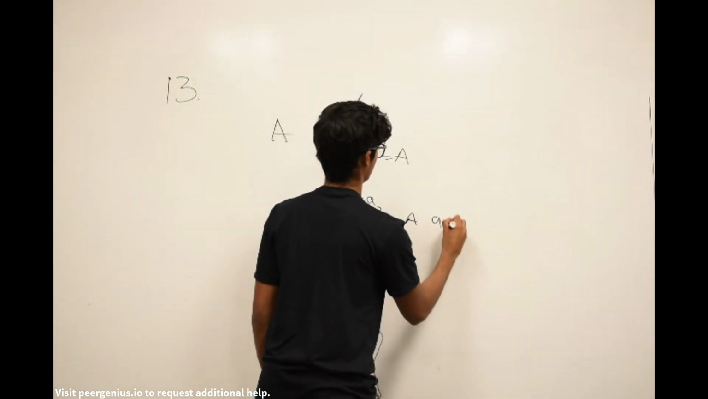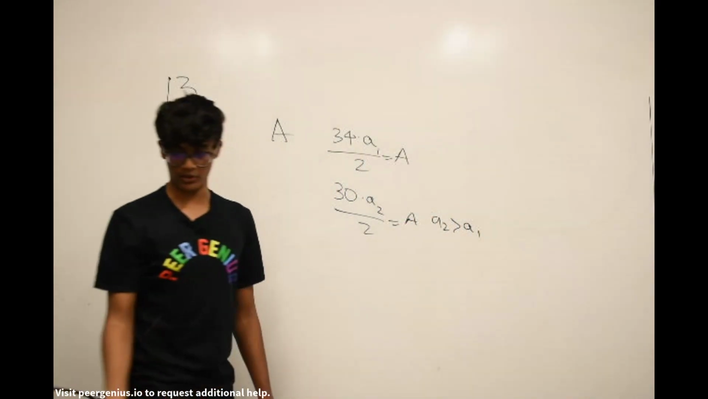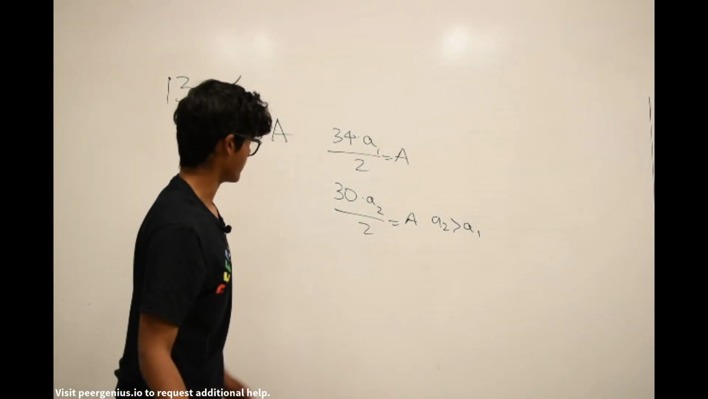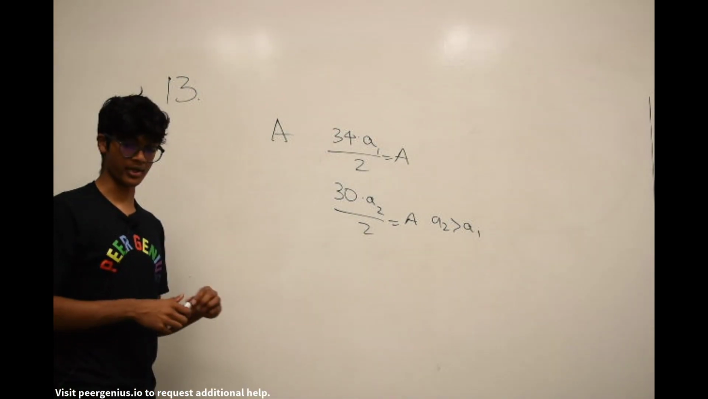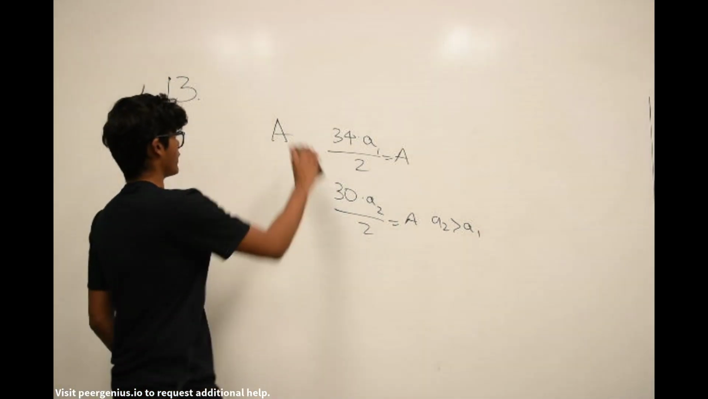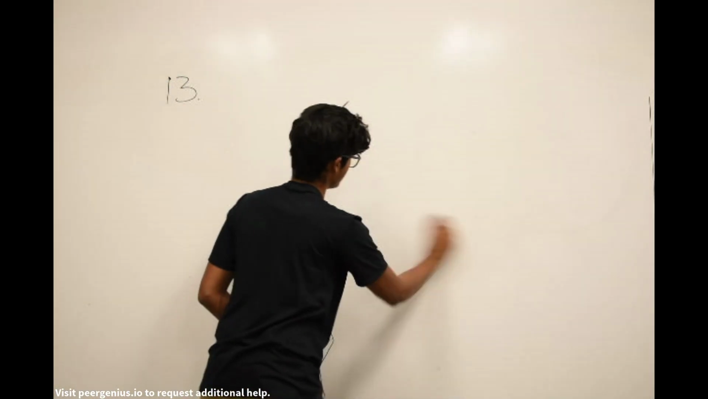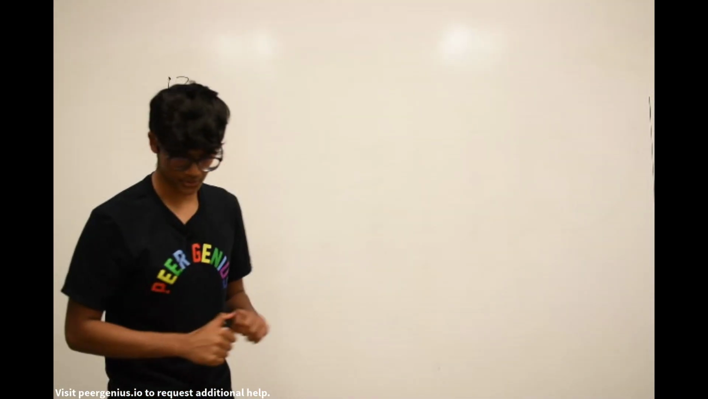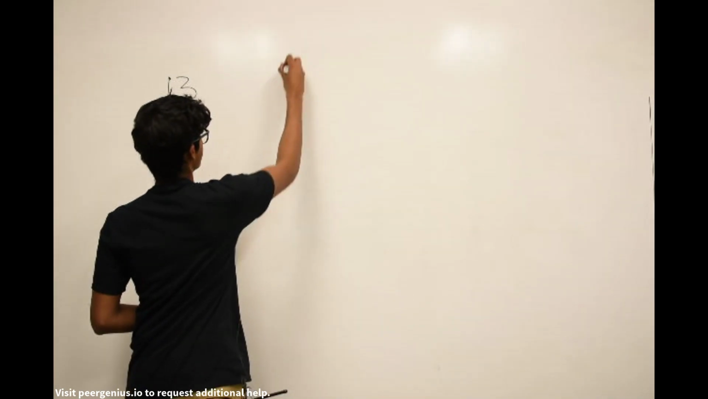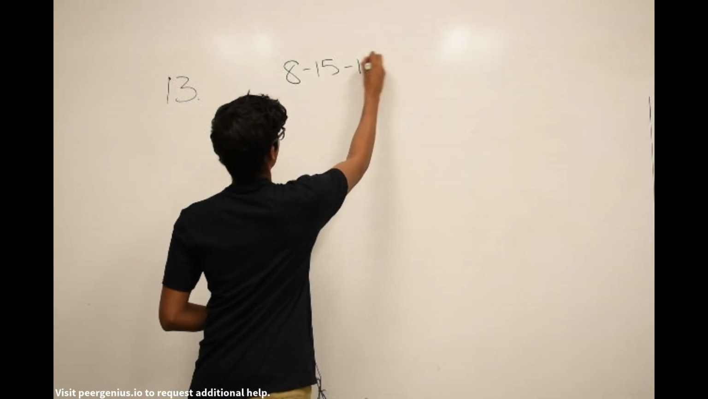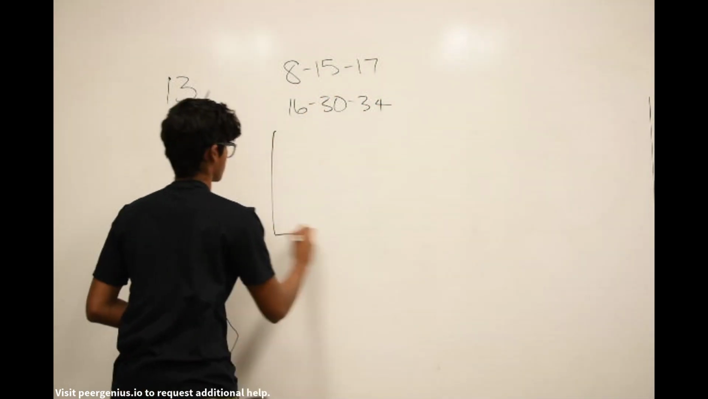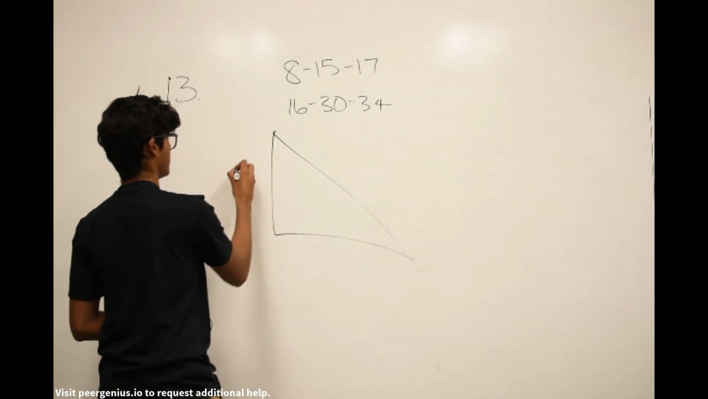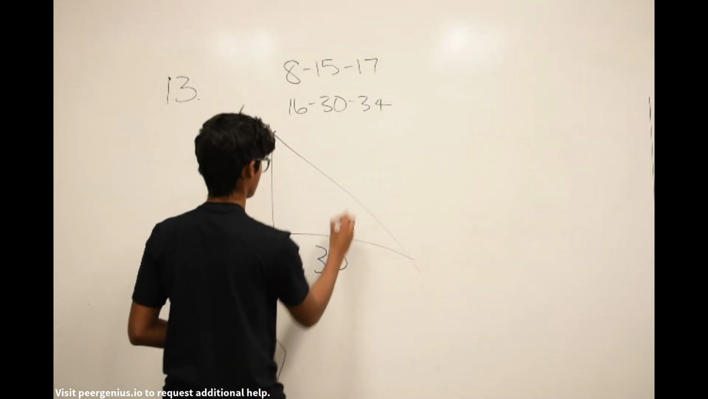So that means A2 is going to be greater than A1, which means A2 would not be the shortest altitude. However, it's a lot easier if you just notice that this is a right triangle. So for the AMCs, know your Pythagorean triples. This is a multiple of the 8, 15, 17 Pythagorean triple, which in this case is 16, 30, 34. So if I draw this out, this is 16, 30, 34.